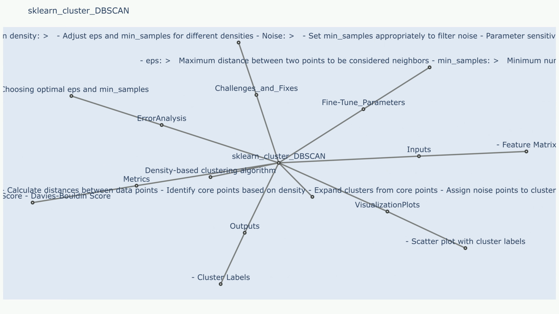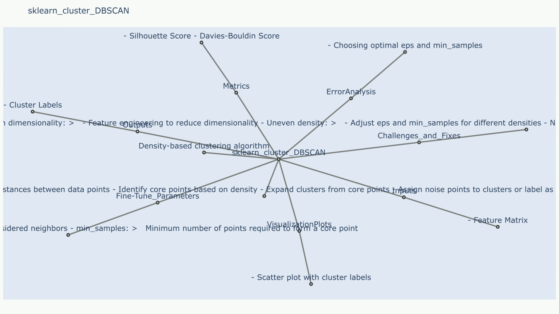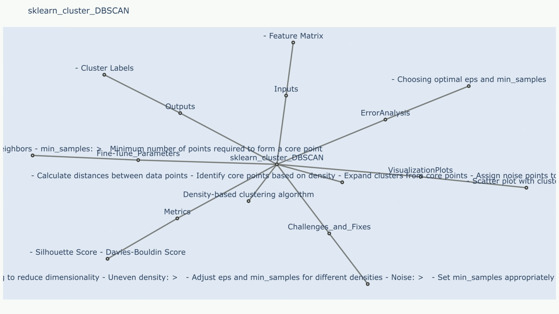DBSCAN begins by identifying core points, which are data points that have at least min_samples neighbors within a distance of eps. The algorithm then expands clusters by recursively connecting core points to their neighbors. If a core point has neighbors within eps that are not yet assigned to a cluster, they are added to the same cluster.